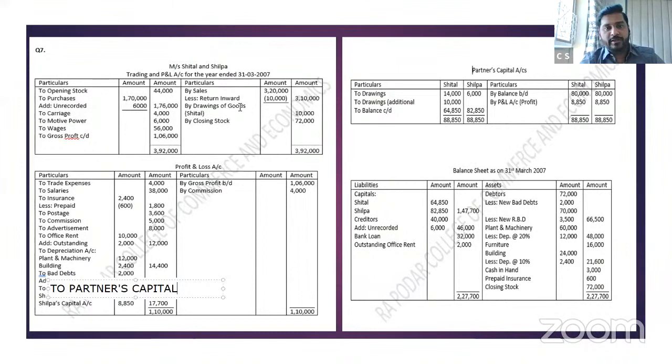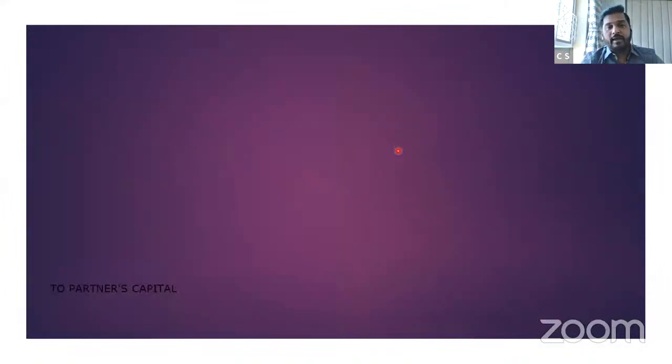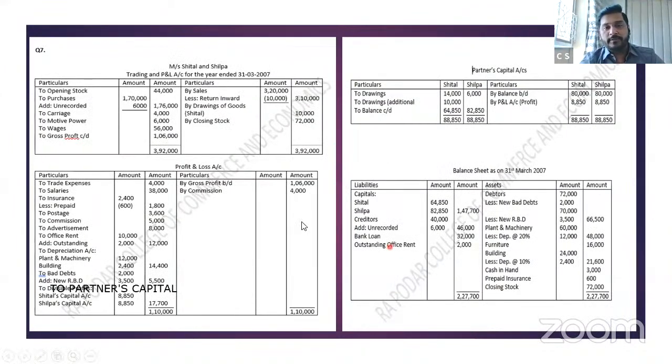And when you transfer it here in the partners' capital account, you write here by profit and loss account, net profit. When you have drawings, even though the drawings are given as goods withdrawn, don't write to goods withdrawn. Better write drawings and write in bracket additional, so that you're not giving any chance, any scope, any room for error, and then you get full marks.